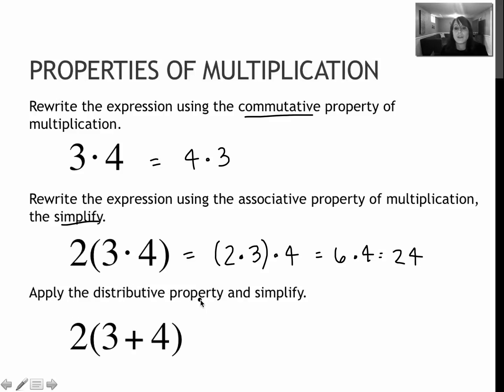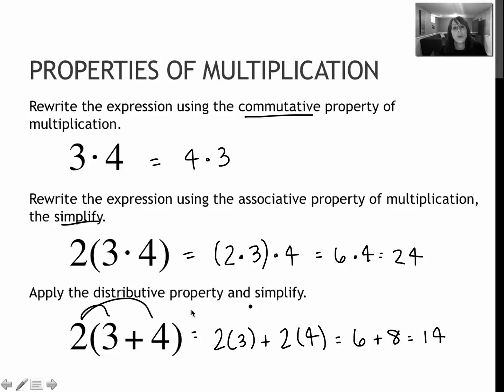And on the last one, apply the distributive property and simplify. So obviously, if I were just finding the answer, I would probably take 3 plus 4 first to get 7 and then take that times 2. But they want us to apply the distributive property. So they want me to say 2 times 3 plus, distribute it to the 4 also, 2 times 4. 2 times 3 is 6. 2 times 4 is 8. That would give me 14. Notice what would happen if I would have done it the original way, which is taking 2 times the sum. 3 plus 4 is 7. 2 times 7 is 14. So notice I'm getting the same answer either way. It just depends on how they're asking me to solve it.